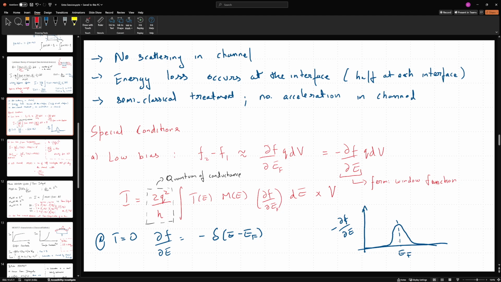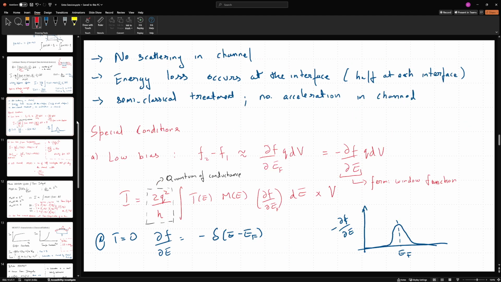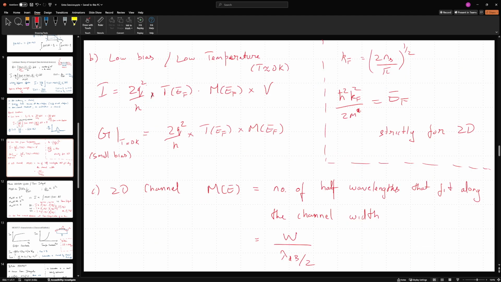As the temperature becomes smaller and smaller, this will become a single spike, a Dirac delta function. Furthermore, when we consider the low bias, low temperature criteria, remember the Fermi window function becomes the Dirac delta function. Since that is the case, the integral is just dropped.